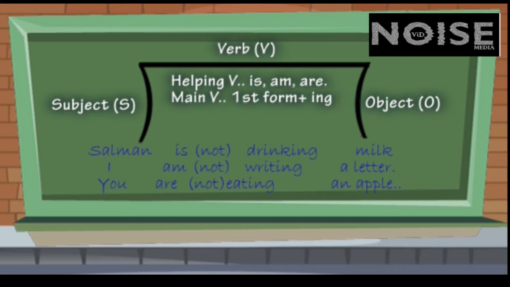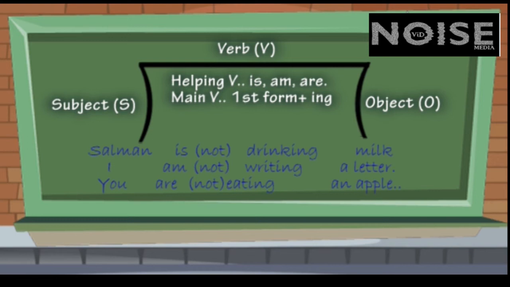I am writing a letter. Now is changes into am because I. Salman changes into I. And you are eating an apple. Now because of you, we use are. But the helping verb is, am, are. After this is, am, are, we use the ing form of any main verb that you use. Here we don't have do, does. We simply use not.